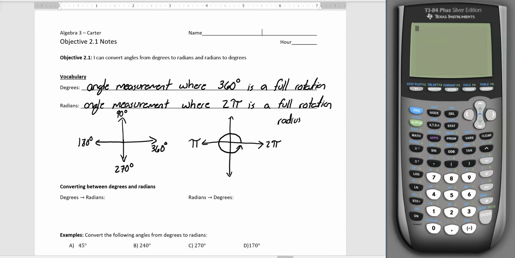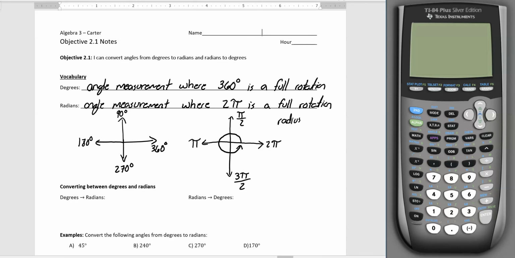Now for those that aren't pi or 2 pi, we use fractions. We never use decimals with radians. Half of pi would be pi over 2, and then halfway between pi and 2 pi would be 1.5 pi or 3 pi over 2. Notice we'd write that as 3 pi over 2, not 1.5 pi. We don't want to write those decimals, okay?